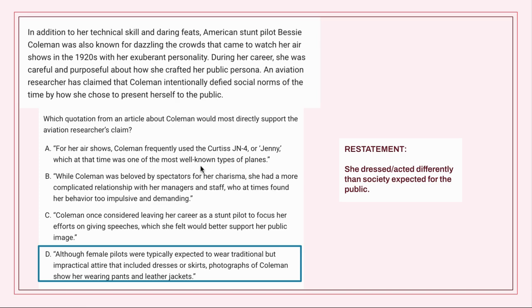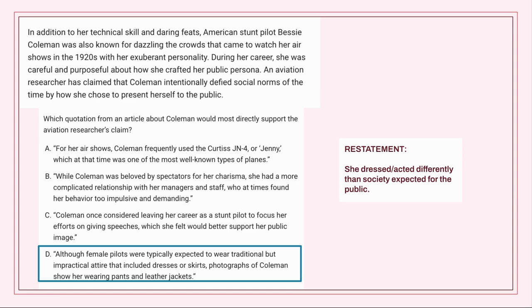Let's see why the other ones are not as great. So A, for her air shows, Coleman frequently used the Curtiss JN4 or Jenny, which was at the time one of the most well-known types of planes. This is just talking about the type of plane she used, so it really has nothing to do with anything. B, while Coleman was beloved by spectators for her charisma, she had a more complicated relationship with her managers and staff, who at times found her behavior too impulsive and demanding.